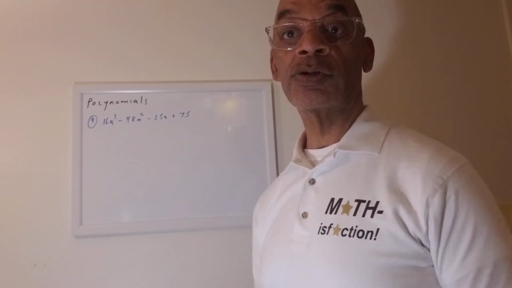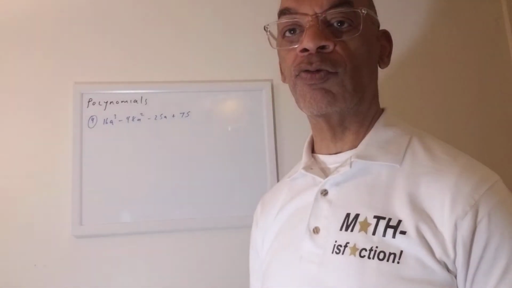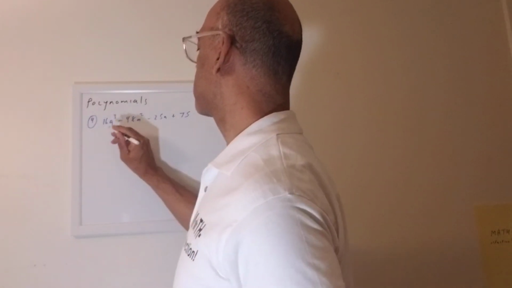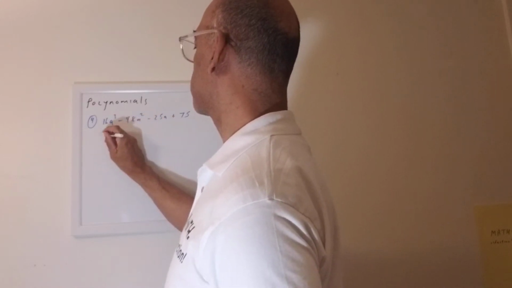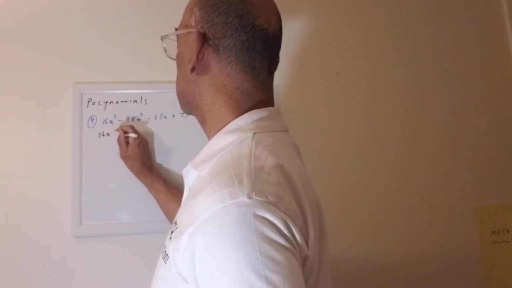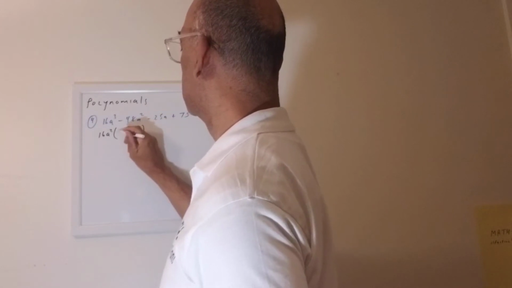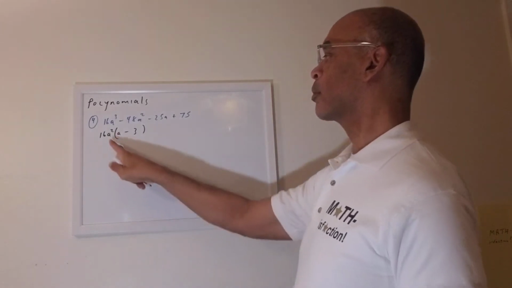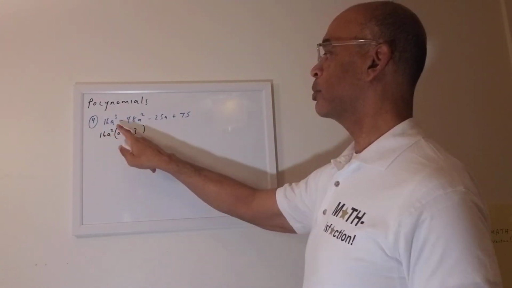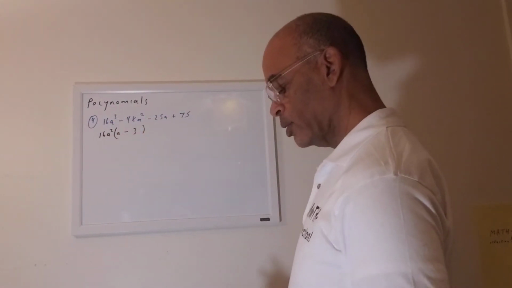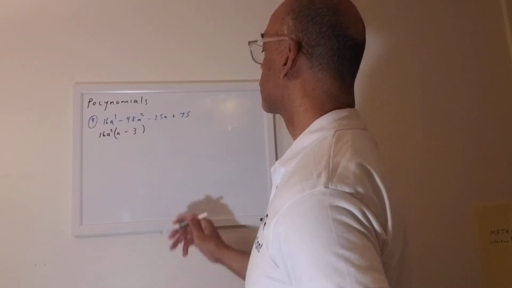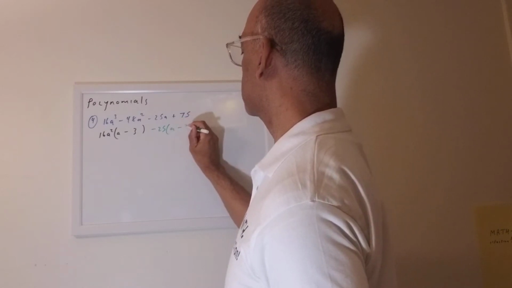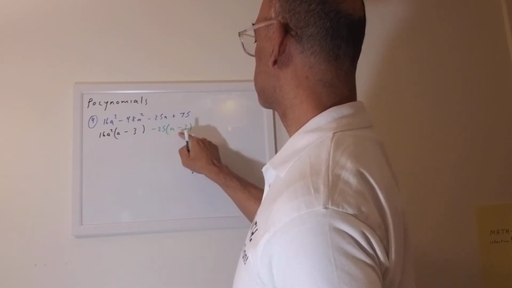Next, because you have 4 terms, you want to consider factoring by grouping. Let's look at the first 2 terms. Factor out the greatest common factor, focusing on the first 2 terms only. There's a 16 and an a to the second that factors out, leaving a minus 3. Distribute to check. The last 2 terms have negative 25 in common. That leaves an a minus 3. Distribute to check.